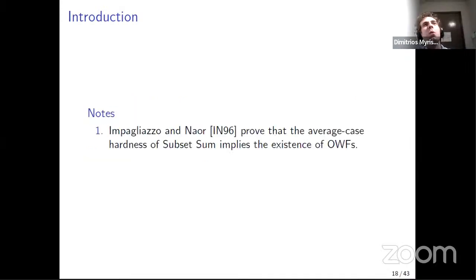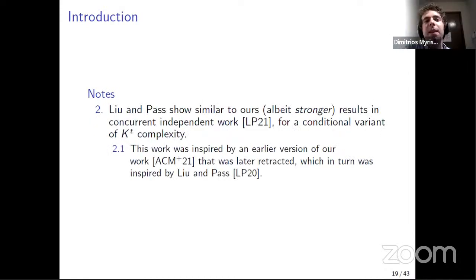Since many years ago, it was known that if subset sum is average case hard, then you can get one-way functions. So basically what we were trying to do is to solve also the other direction for one problem. And as I said earlier, the problem that we started to solve is solved right now by Liu and Pass in a very nice paper, and their story is somehow tailored to our story, because we published an earlier version of this work that had a bug inside. But this inspired Liu and Pass to solve this problem that I mentioned in their paper.